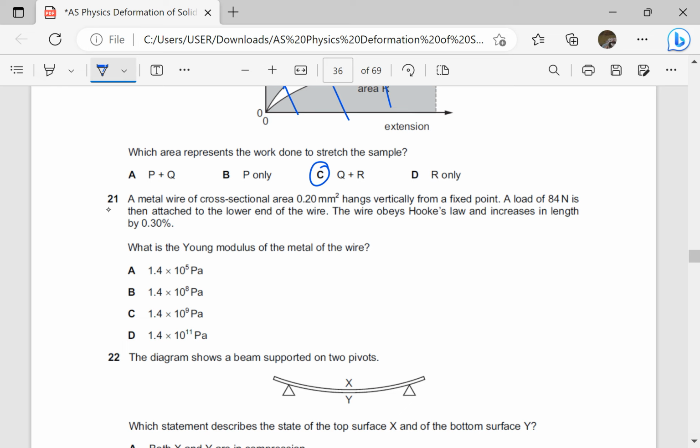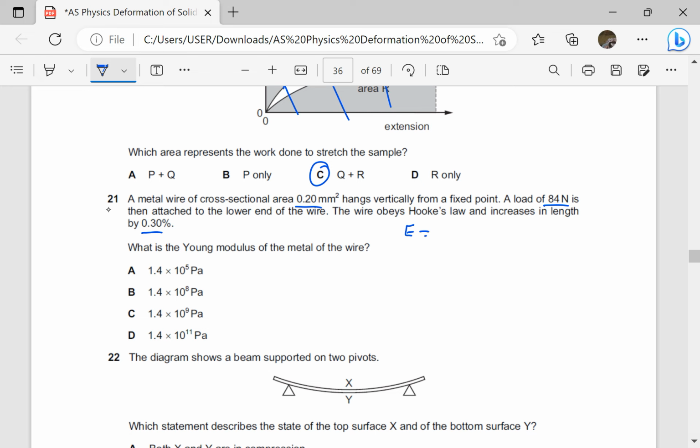A metal wire of cross-sectional area 0.2 millimeters squared hangs vertically from a fixed point. A load of 84 newtons is then attached to the lower end of the wire. The wire obeys Hooke's law and increases in length by 0.3%. That means the strain is going to be this. What is the Young modulus of the metal wire?